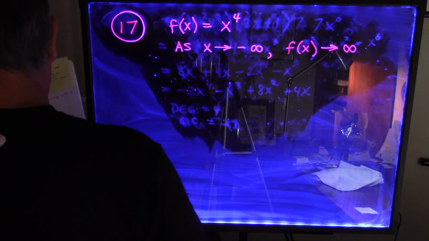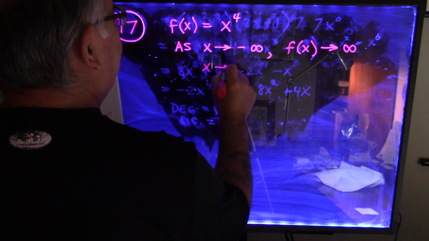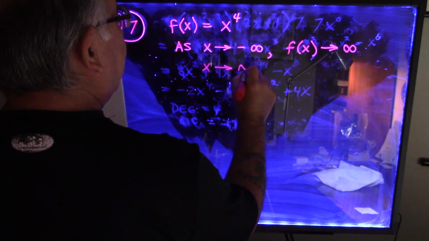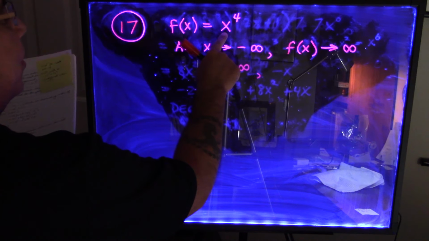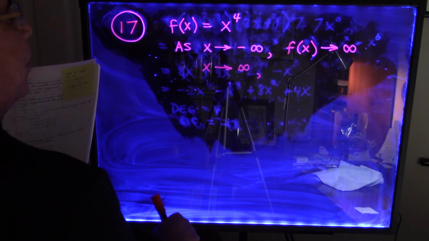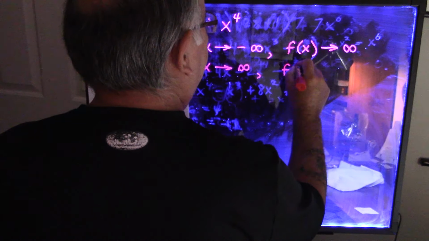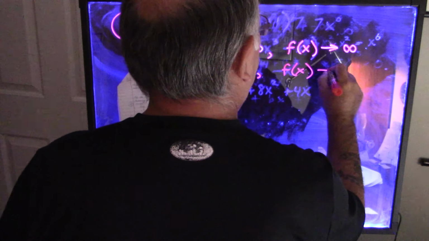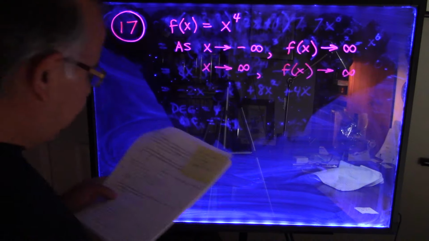All right, and if you go the other way on the number line toward positive infinity, so as x goes to positive infinity, what happens? Well, put positive numbers in here. When you raise them to the fourth power, they're going to stay positive. All right, so f of x will also go to, again, positive infinity.